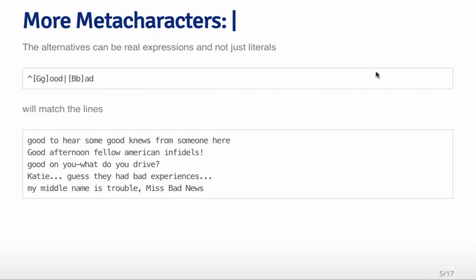The alternatives can also be regular expressions, and not just literals. So for example, what we're searching for here is the beginning of the line, and then either a capital or lowercase good, or anywhere in the line, a bad. So for example, here you see good at the beginning of the line, and here you see bad, and it doesn't have to necessarily be at the beginning of the line because the alternative here doesn't have a caret at the beginning.